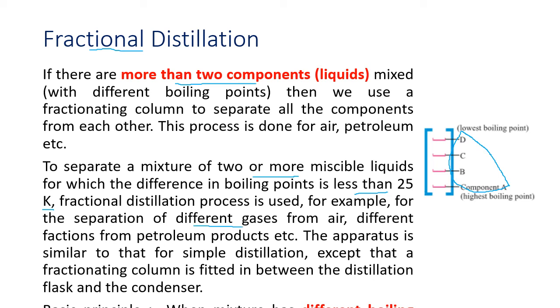Even for separation of gases from the air, the boiling points have to be different, and there are different fractions for petroleum products also. So how is it used? This is because they all have different boiling points. So you can see here, this one has the highest boiling point and the top is the lowest boiling point.